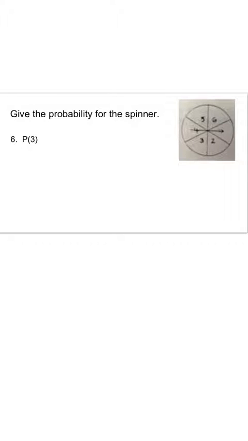What is the probability of spinning a 3? Again, look at your possible choices. You have 6 possible choices, so that will go on the bottom of the fraction. There is 1 spot where there is a 3, so the 1 goes on the top. So you have a 1/6 chance of spinning a 3.